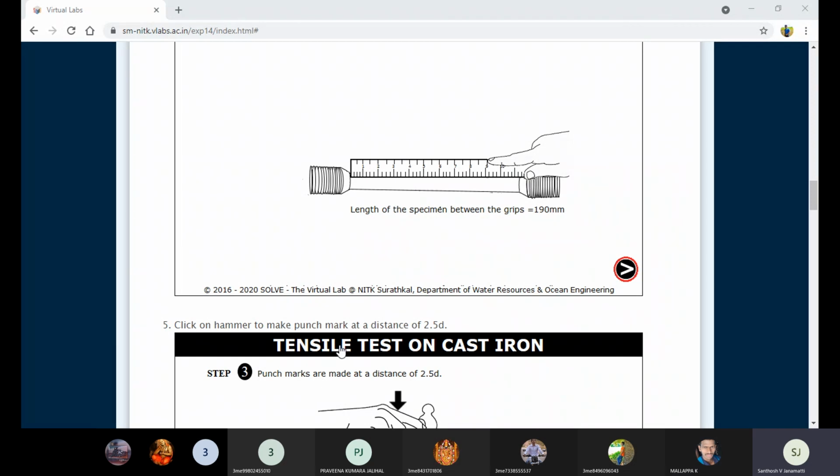Now I will wind up this class. Tomorrow again we will discuss one more experiment, the compression test or else the shear test, we need to take, right? Shall we wind up now?